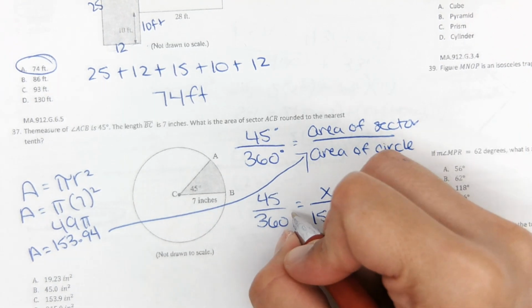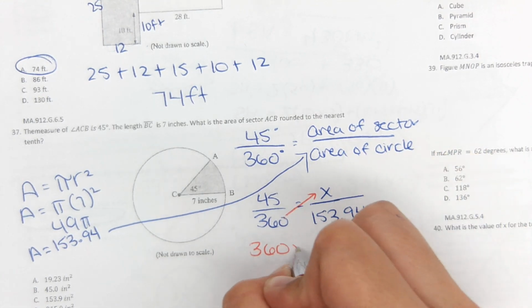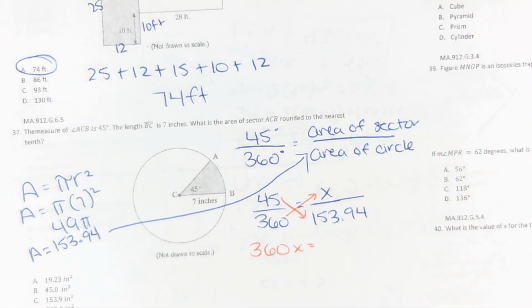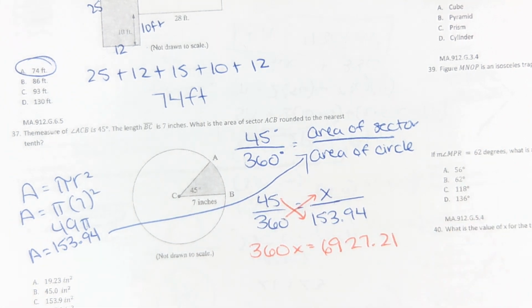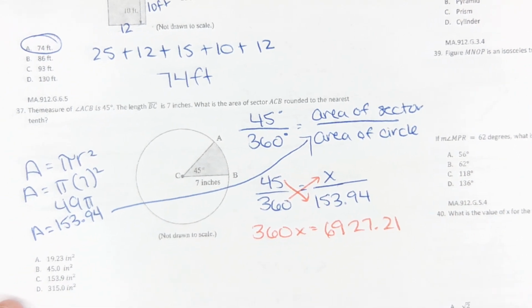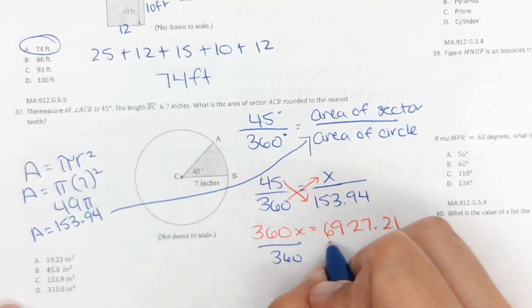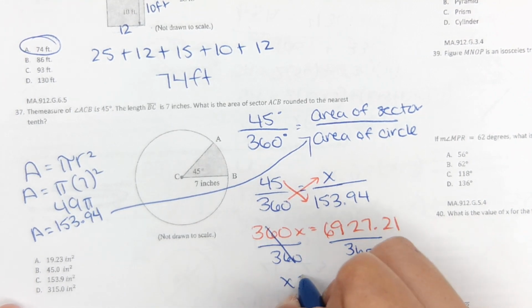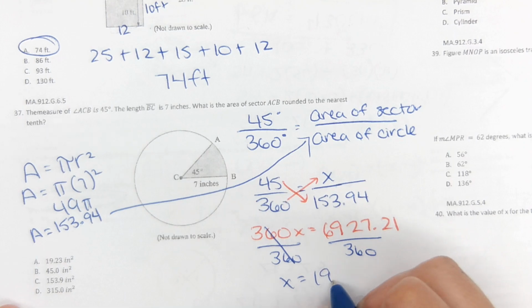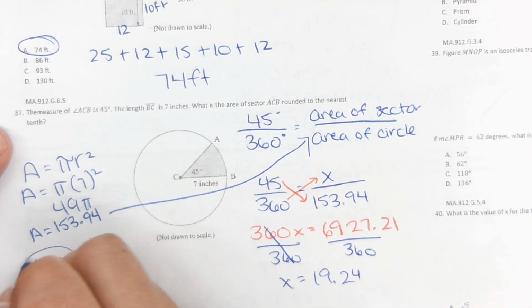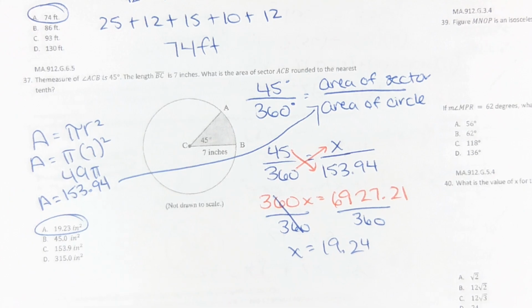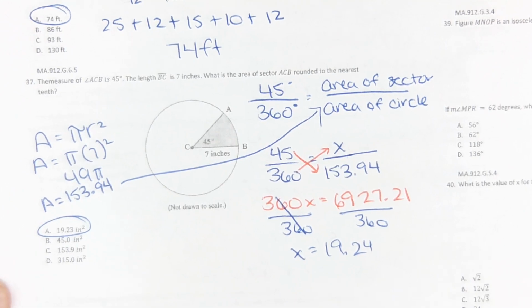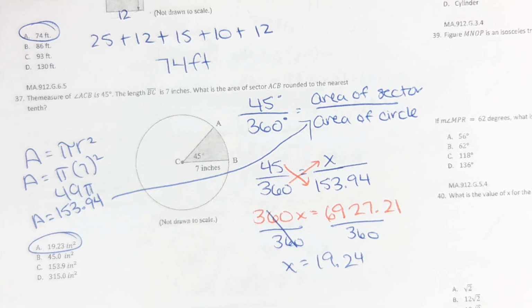Then to solve, use cross multiplication. 360x equals 6927.21. Divide both sides by 360, and x equals 19.24. 38? Almost.